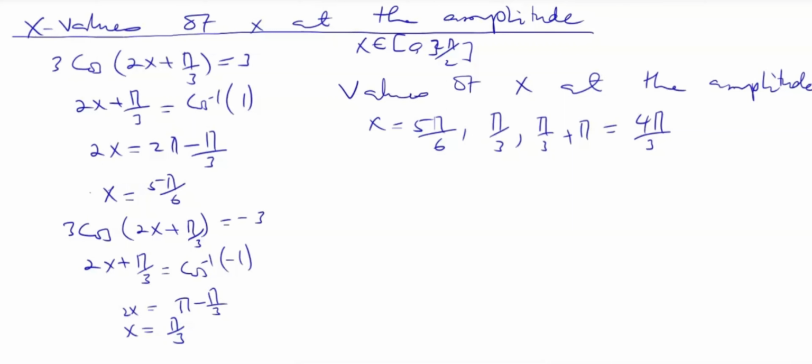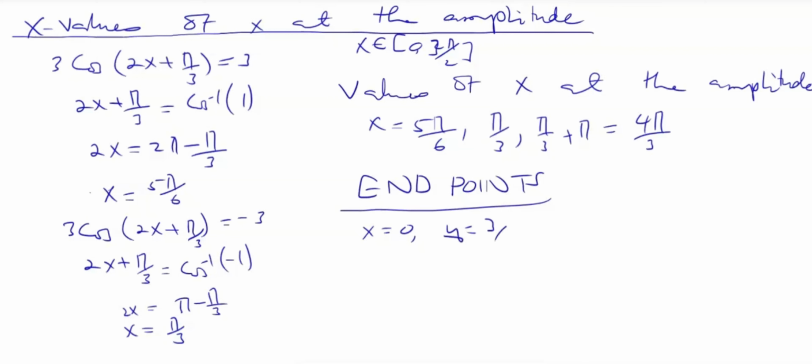So you need to indicate your endpoints. When x is 0, our y value is 3 over 2. And when x is 3 pi over 2, my y value is negative 3 on 2. So let us sketch that. Those are the most important values we have to have.